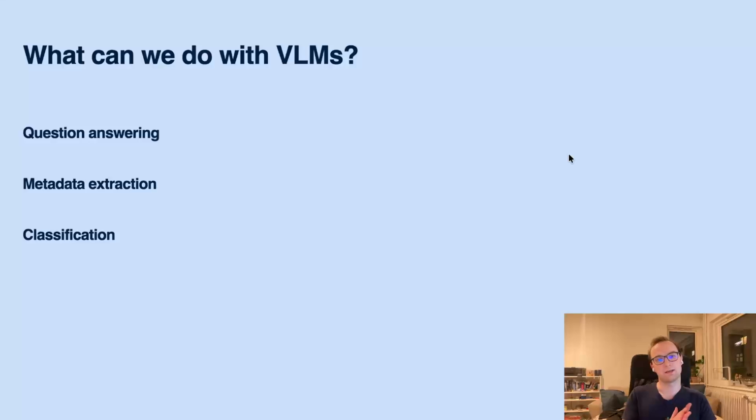And the last task I'm highlighting here is classification. So you can classify, for example, if a document is a drawing or not. You take an image, and you ask the model to return true or false whether the document is a drawing or not. So that's a typical classification task. They can of course be more complicated.